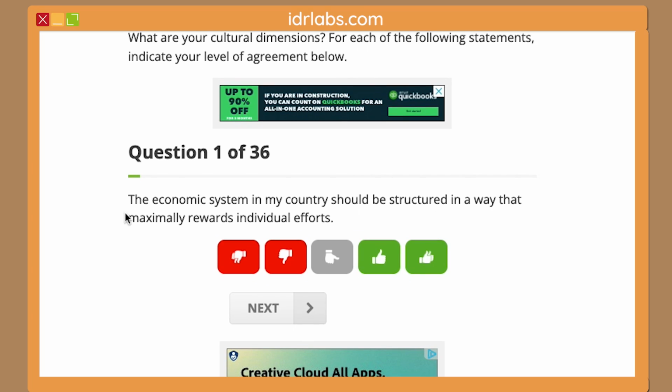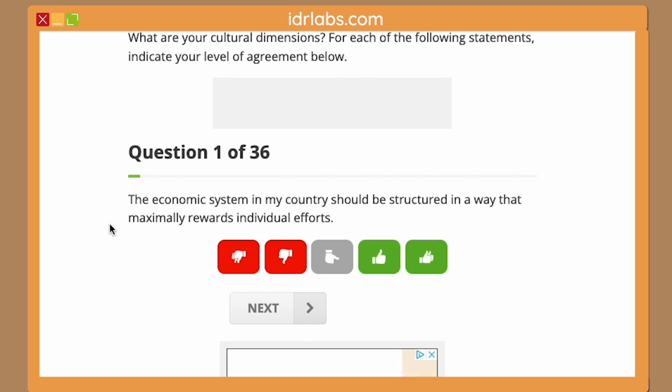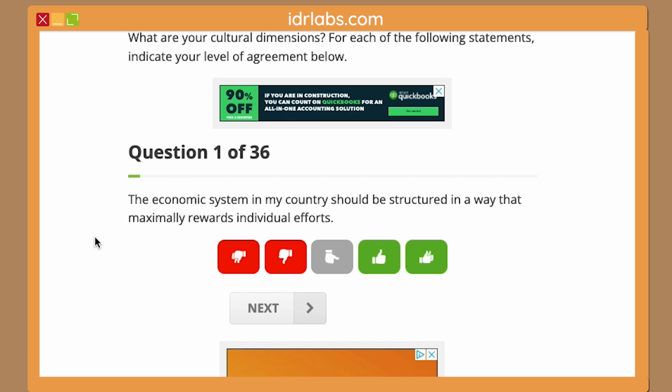Question 1. The economic system in my country should be structured in a way that maximally rewards individual efforts. This is question 1. What a place to start. I thought this was going to be like, do you like parks or city centres? Maximally rewards individual efforts. Soft no? I think that sounds like an every person for themselves kind of thing, and that's a bit ugh.